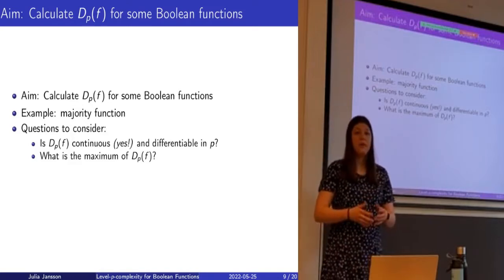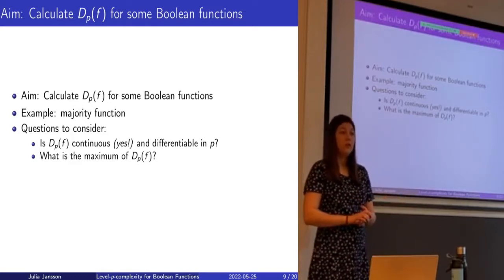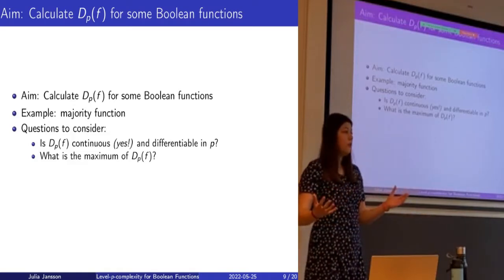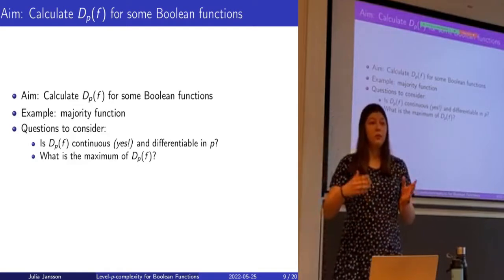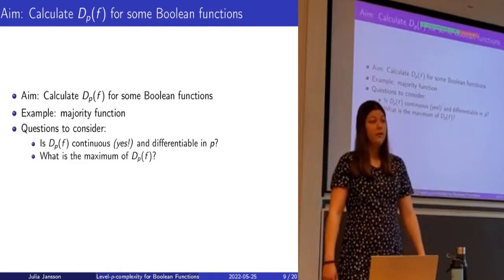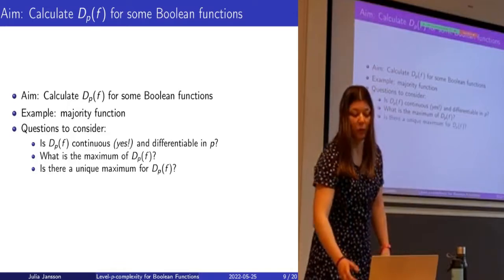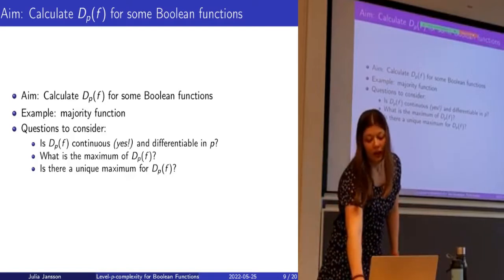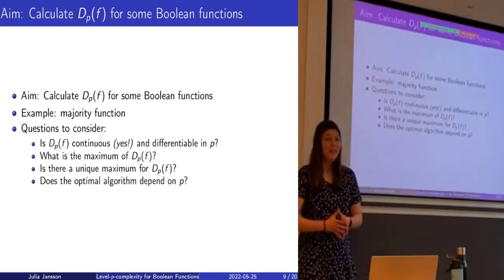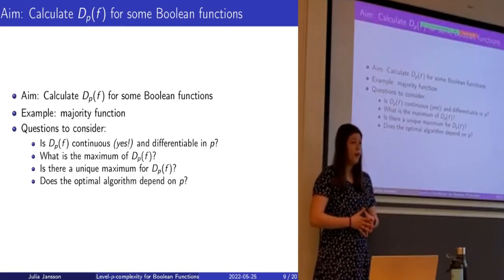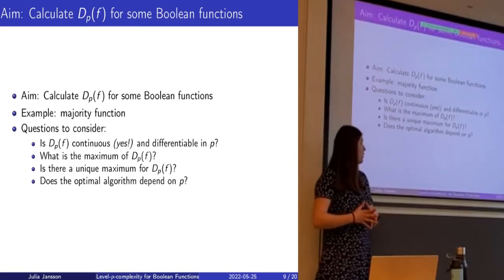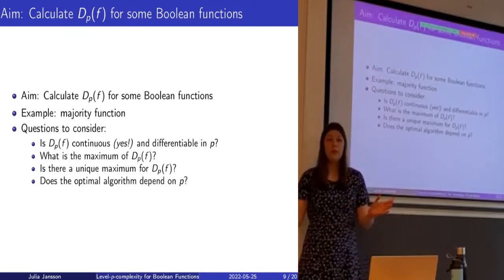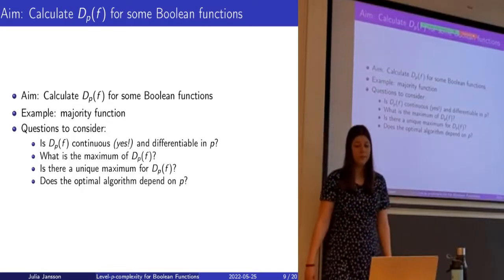And it's also interesting to see at which point this maximum occurs. So for majority, it occurred at P equals a half. But for other Boolean functions, it may be at P equals a half, P equals 1 or something else. So it really depends on the function. Then we want to see if there's a unique maximum for DP or if there are several. And lastly, maybe the most interesting question, does the optimal algorithm of the Boolean function depend on P? So this means that for small p, would we ask the bits in a different way than for large p? How would this change?